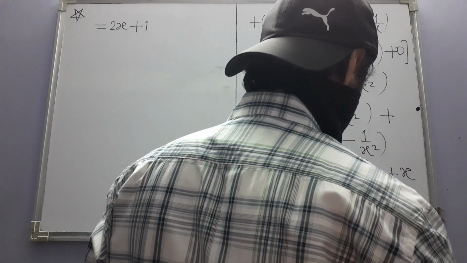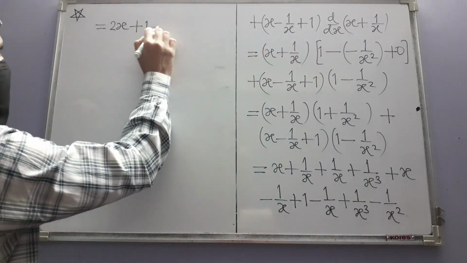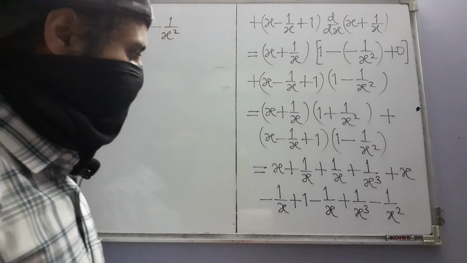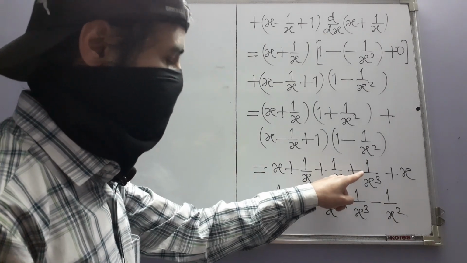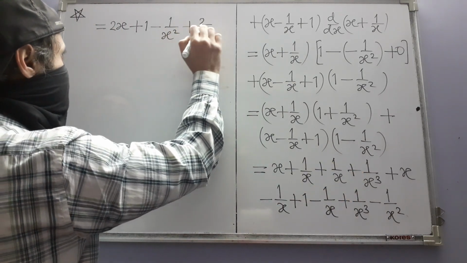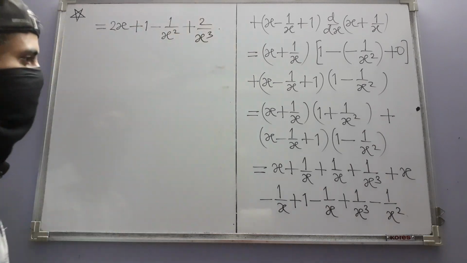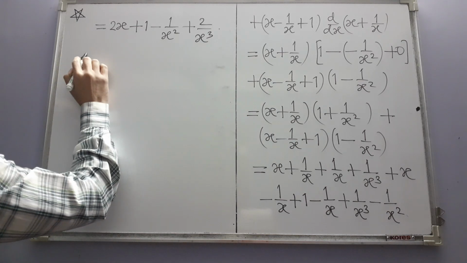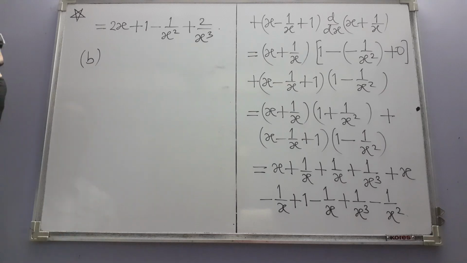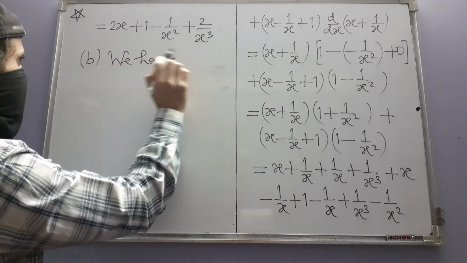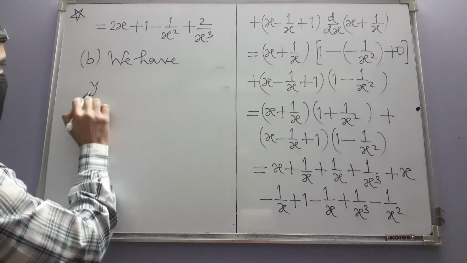Then 1 over x square is there, one term, minus 1 divided by x square. And then what about 1 over x cube? This one and this one. So 2 divided by x cube. So in that way we can express the final answer. But now let's see what happens in part B. So in part B, we have to do the simplification first.